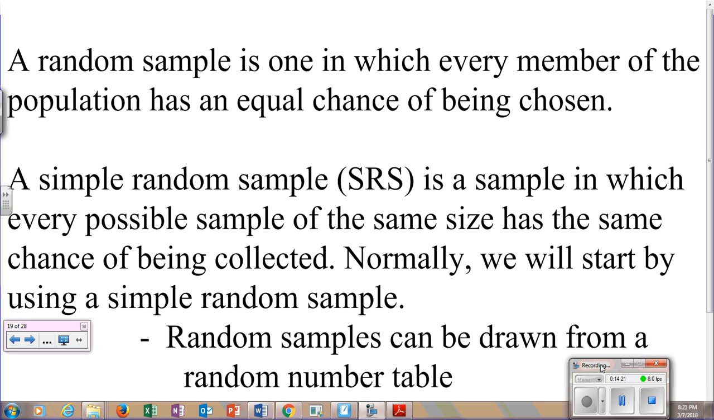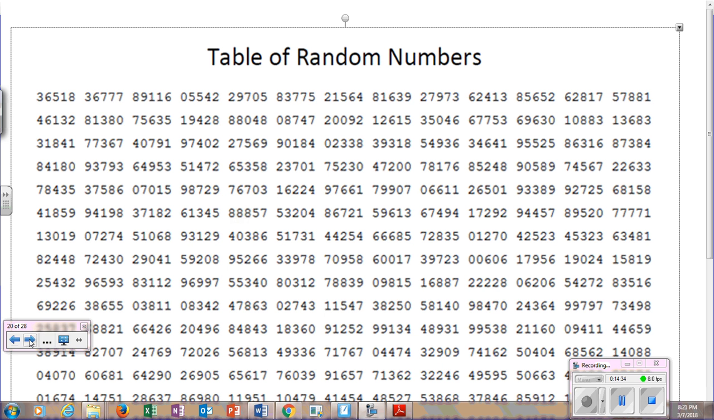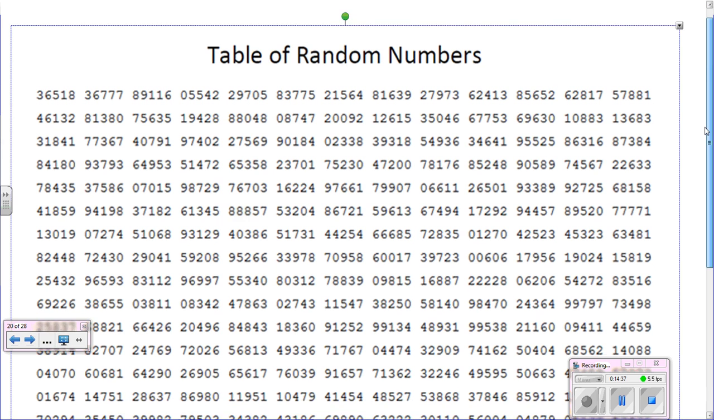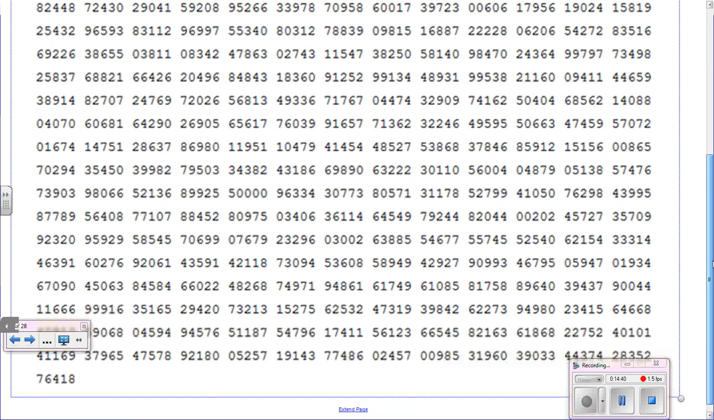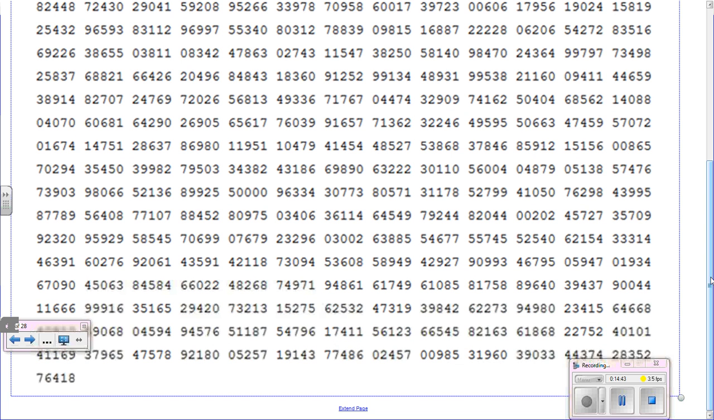Random samples can be drawn from a random number table. You'll see a random number table in your notes and on the next page. The reason for a random number table is that we can approximate things without actually having to go out and take a sample. So here's a table of random numbers. Underneath this, in your notes and on the next page of the slides, is an example problem where we can use a random number table.